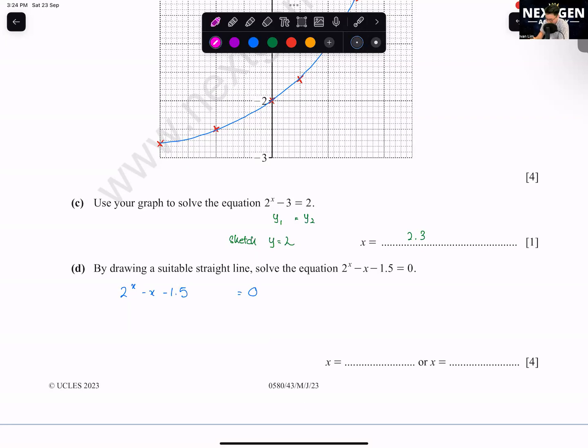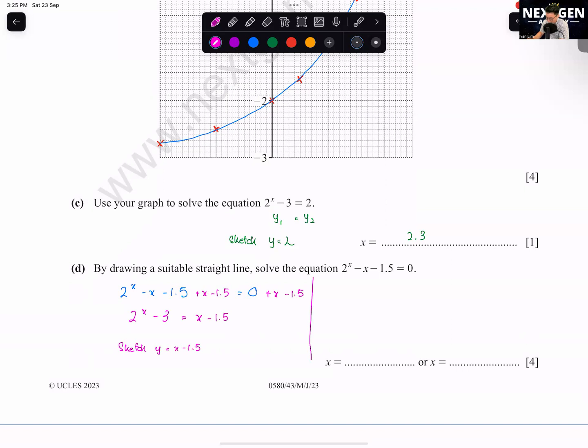Okay, I will add, I don't want the x, right? The minus x, so I plus x. Then I want to make minus 1.5 to minus 3. So here, you minus 1.5. So my right-hand side also plus x minus 1.5. Okay, you add it up. Now it will become 2 to the power x minus 3 equals to x minus 1.5. Okay, so what is the graph that we want to sketch right now? We want to sketch y equals to x minus 1.5.